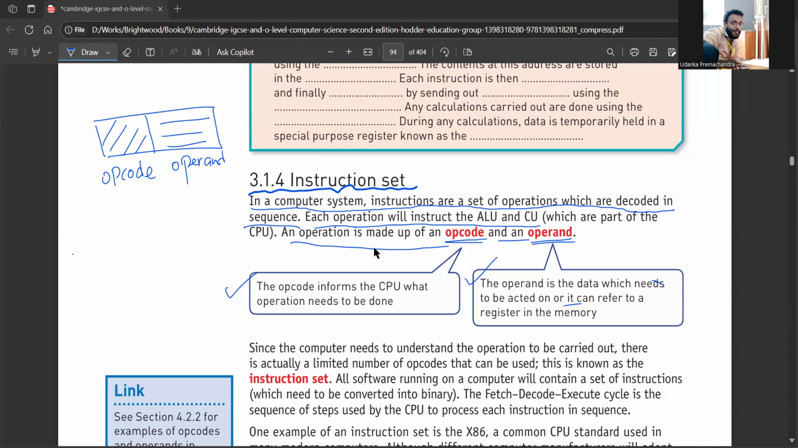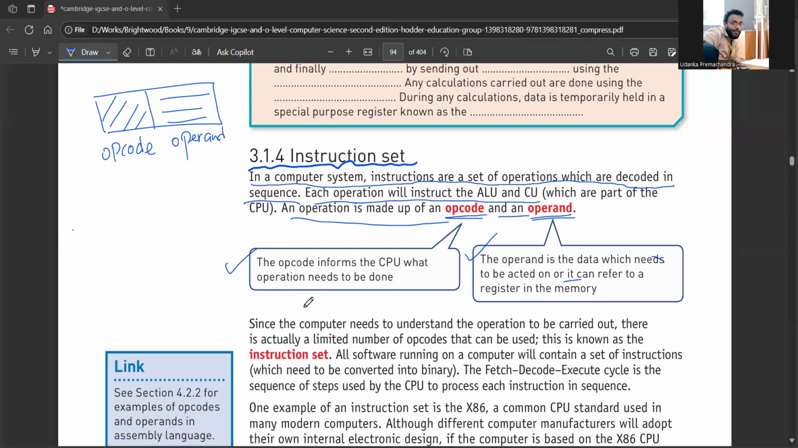Okay, like that you can write, no? They are having two things mainly, which you should be following up: the opcode and the operand. You should know about these two components mainly. They are the opcode and the operand.